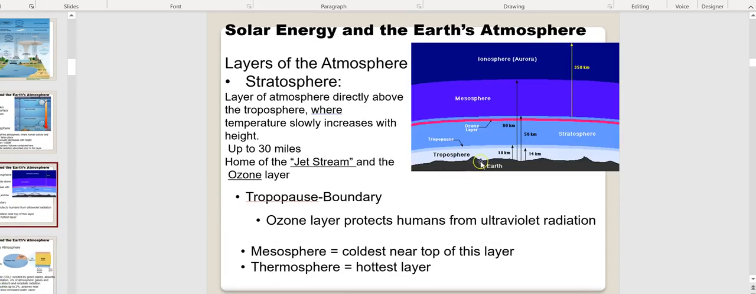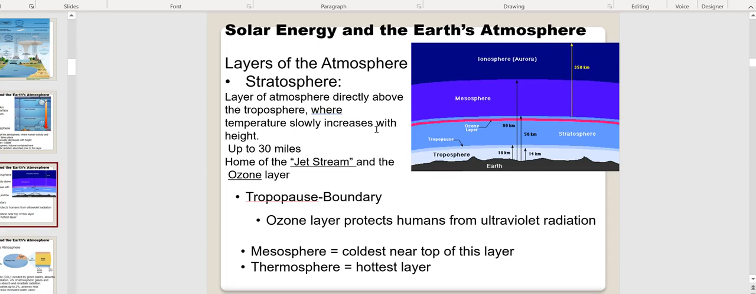So the next layer up above the troposphere is the stratosphere. Like I said before, we live and breathe and spend our lives in the troposphere. Then there's this boundary in between the troposphere and the stratosphere called the tropopause. The next layer up is what's called the stratosphere. What are some of the characteristics of the stratosphere? Now, in the stratosphere, as you go up in elevation, the temperature actually increases. So this is a real difference between the troposphere and the stratosphere.